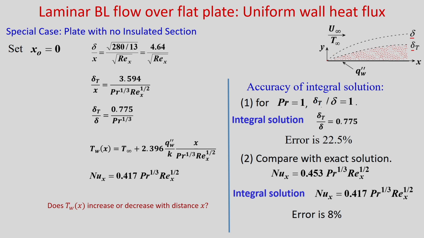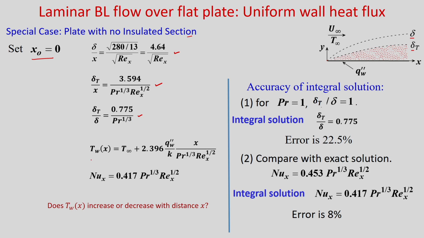Okay. So, for this special case, in the earlier expression, if you put x naught is equal to 0, where you have a plate with no insulated section, then we have already found delta by x, then this is your delta T by x, putting x naught is equal to 0, and delta T by delta, if you put, then you will get 0.775 divided by Prandtl number to the power 1 by 3.